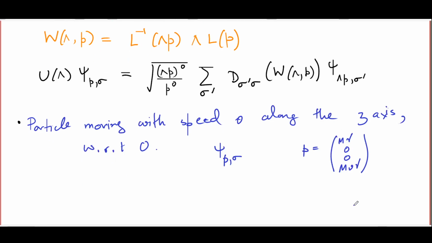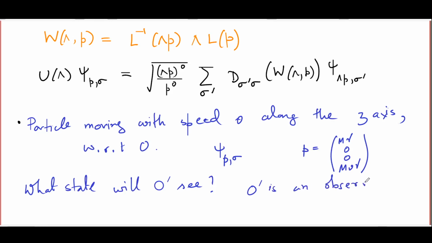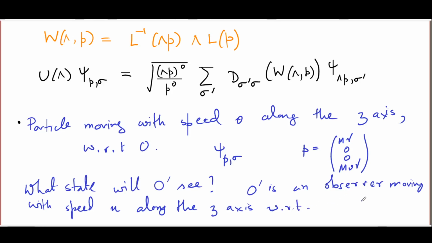Now, the question is, if we observe this same particle from another observer, say O prime, what state will O prime see? And this O prime is an observer moving with speed, let's say u, along the z-axis with respect to O. So here we are talking about an observer who is moving with respect to O in the same direction as our particle that is being observed.